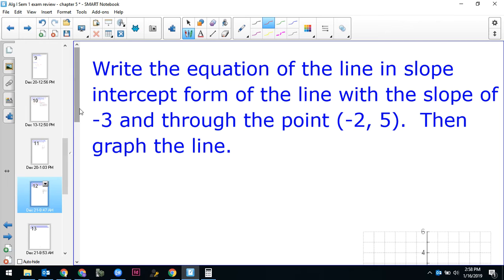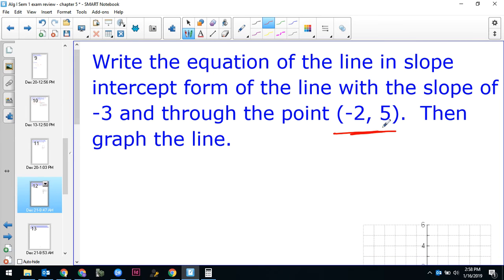Now, when I don't have my y-intercept, when it's just a point given, I've got to work a little harder. So remember, we have y is equal to mx plus b. Okay, so I've got my slope is negative 3, but I don't know my b value. So let's use this point to find the b value. I know I've got negative 2 comma 5 as my x and y coordinate.